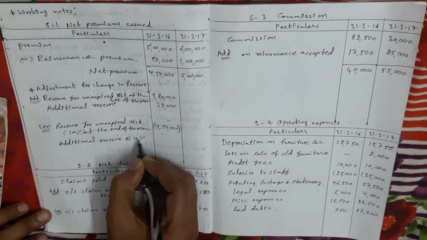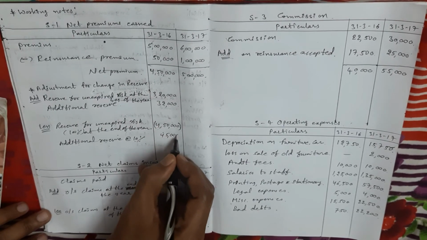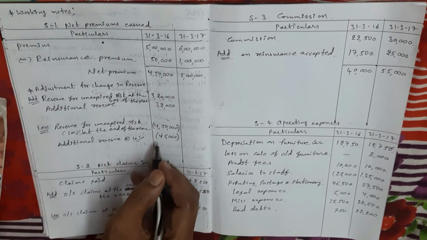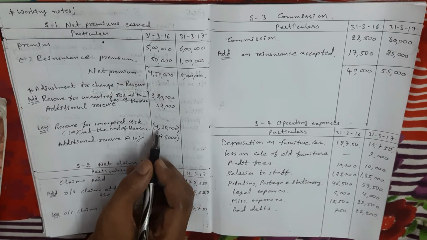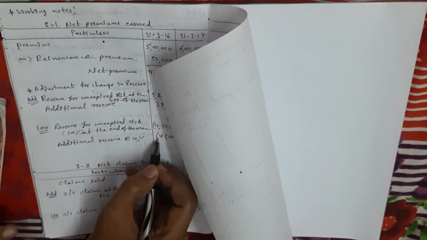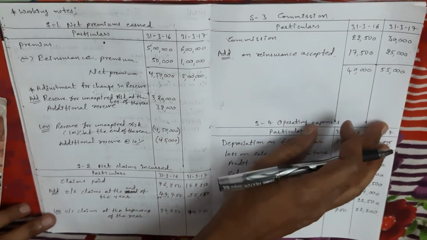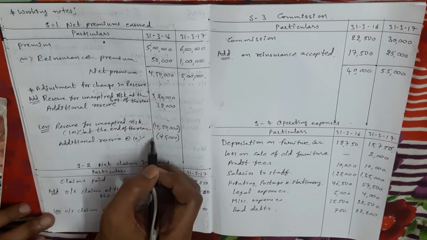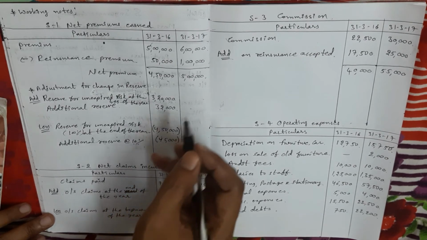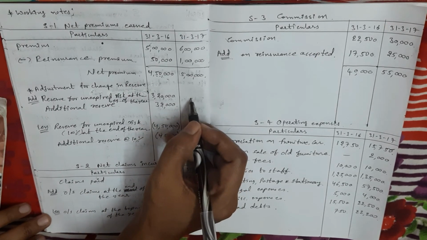So 4,50,000 into 10 percent, 45,000 in brackets. These two amounts we have to adjust. So my dears, we know that last year closing reserves means what? Present year opening reserve. Last year closing balances means present year opening only. So the same amounts we again take as present year opening reserves.